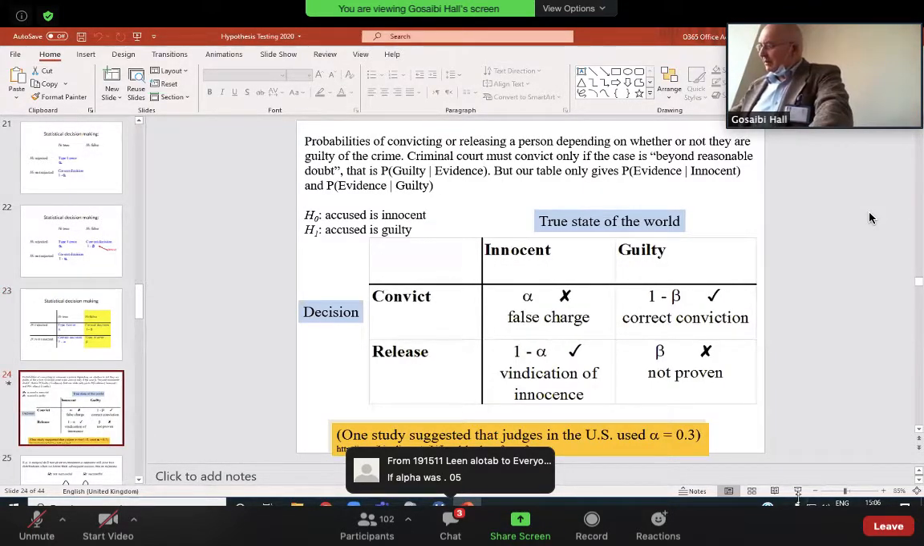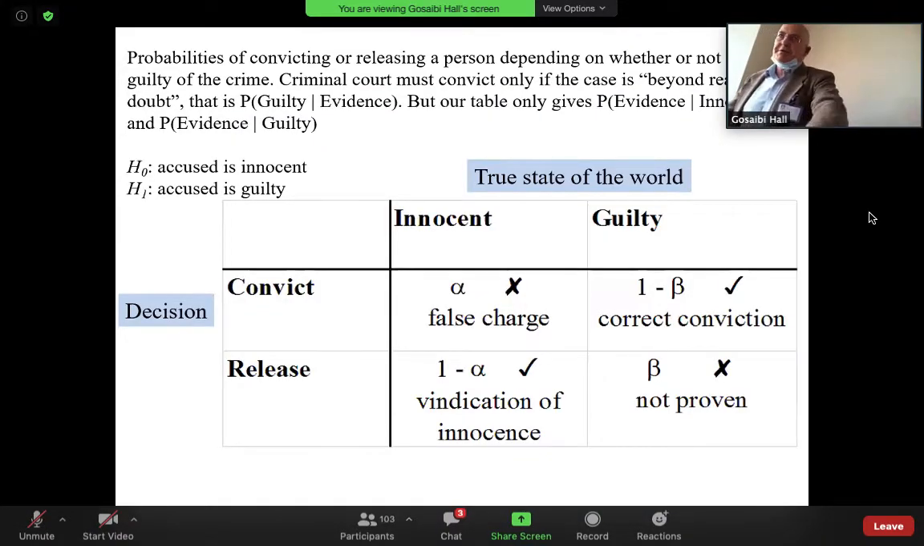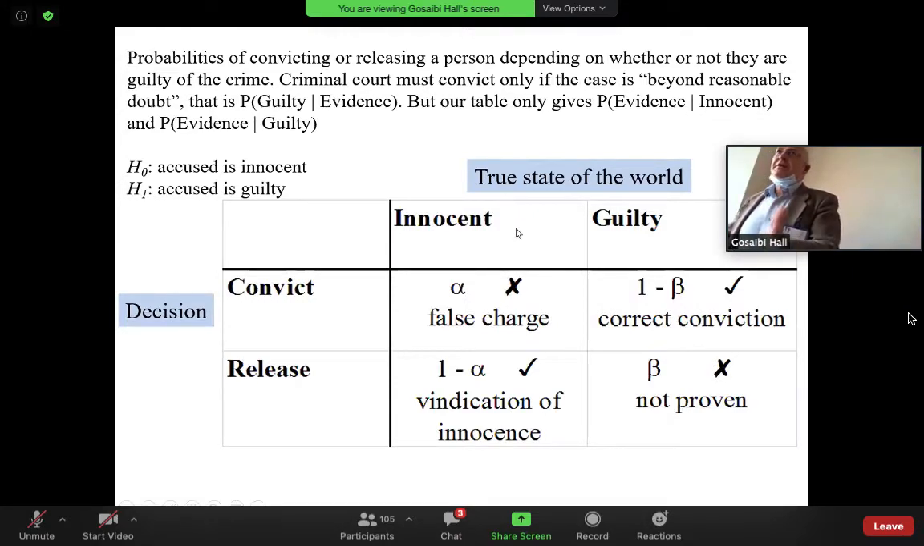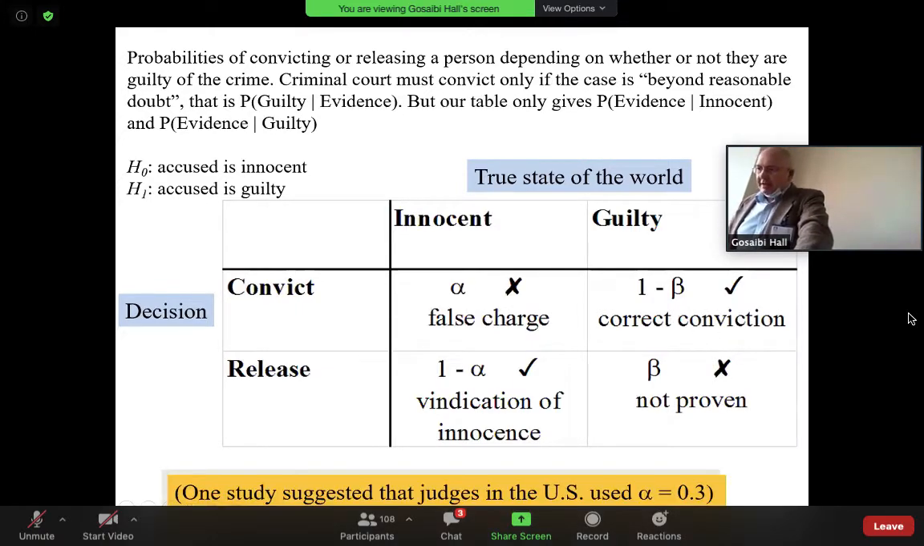It's the same thing here. I was using this example, framing it in terms of a criminal court. So you've got a defendant in front of the court. Is this particular defendant innocent or guilty? Either they've done it or they haven't done it. What happens to them then is determined by the cells within this table. Are they charged falsely? If so, they were innocent. If they were guilty, then that's the correct conviction and so on. So we've got alpha and beta here in the same way.